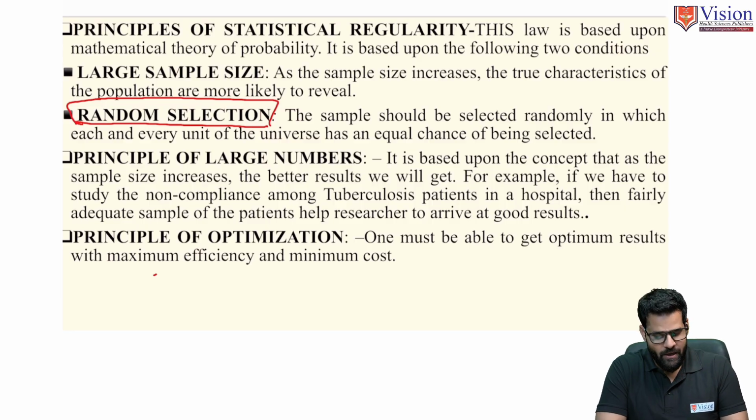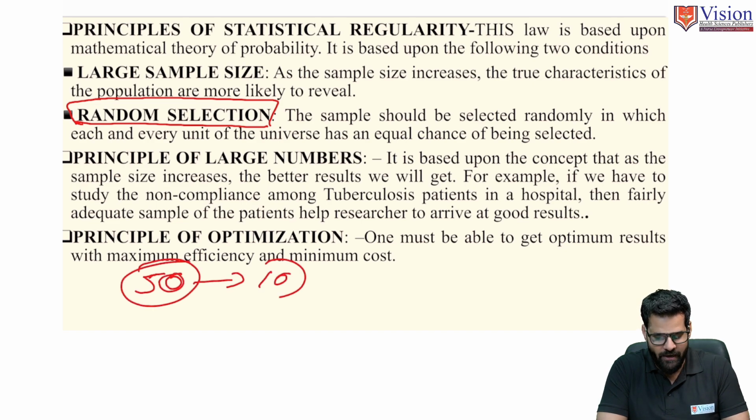For example, from a group of 50, I have to draw a sample of 10. How do I do that? I can just put the names of all these 50 and draw.